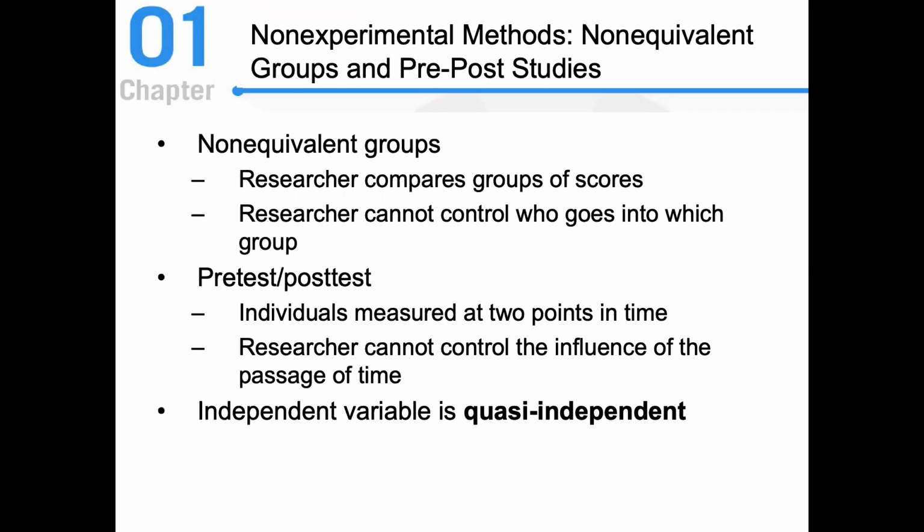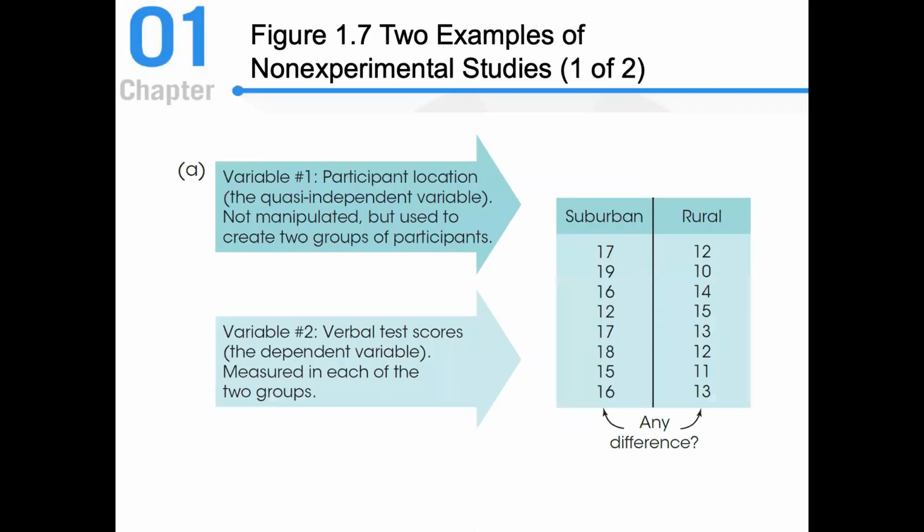So non-equivalent groups: the researcher compares groups of scores. The researcher cannot control who goes into which group. Pre-test, post-test: individuals are measured at 2 points. The researcher cannot control the influence of the passage of time. The independent variable is quasi-independent. So for example, 2 examples of non-experimental studies.